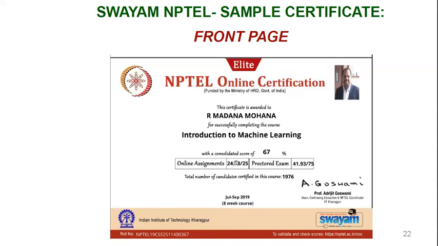Out of 25 in the online assignment, you need to secure a minimum of 10. Then in the proctored exam out of 75, you need to secure a minimum of 30. Then the total number of candidates certified in this course during this spell, July to September, is 1976. If you secured the highest percentage among these certified candidates, you will get the topper emblem. Then I will show the categories of certificates.